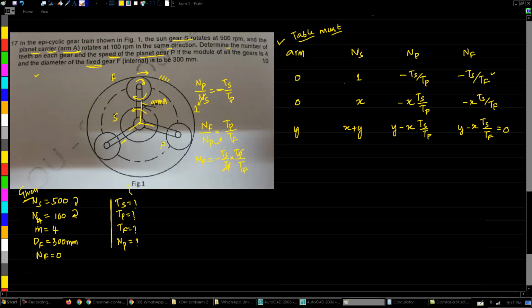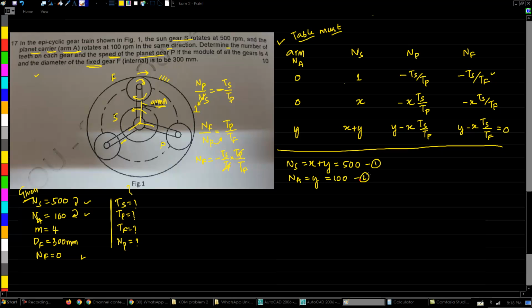So looking here, we can see that 3 of the speeds have been provided to us. So all the 3 speeds we can directly substitute here in the table, and we'll get 3 equations. So let us substitute. Ns means x plus y. So Ns is x plus y, and this has been told to be positive 500. So this is our first equation. Then coming to NA, the arm. You can see here NA is the arm. So NA is equal to y from equation point of view, and its value has been given as 100. So this is our equation number 2.